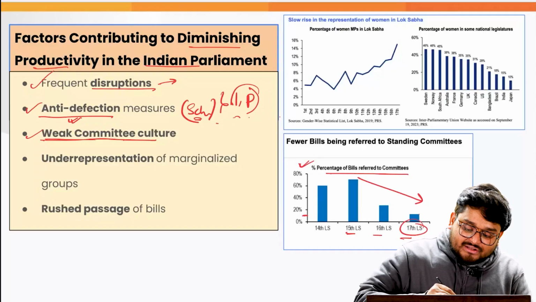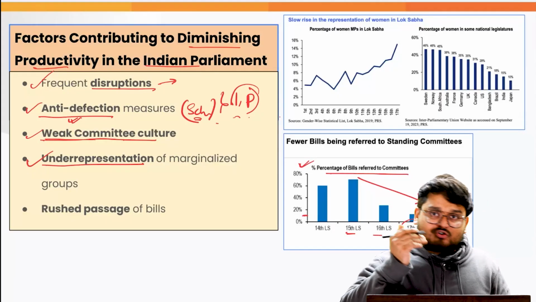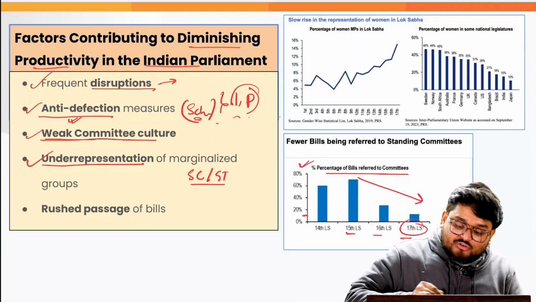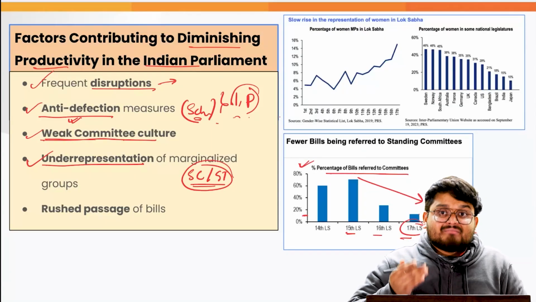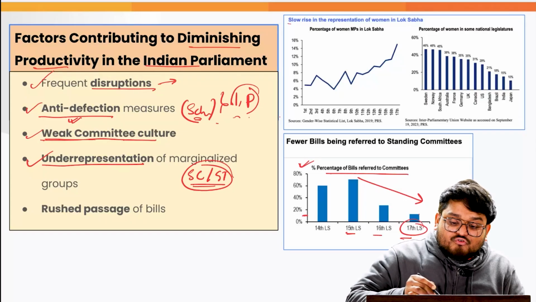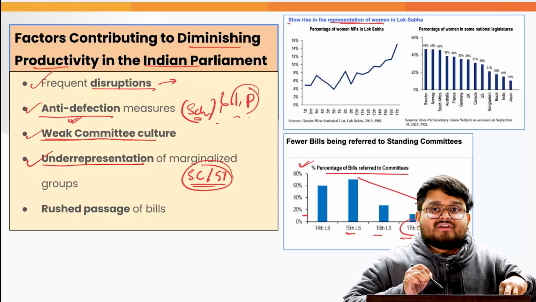Next, there is underrepresentation of marginalized groups. While we have provisions for SCs and STs to be represented at the parliamentary level, we also understand that the representation of women in the Lok Sabha has been very, very slow.